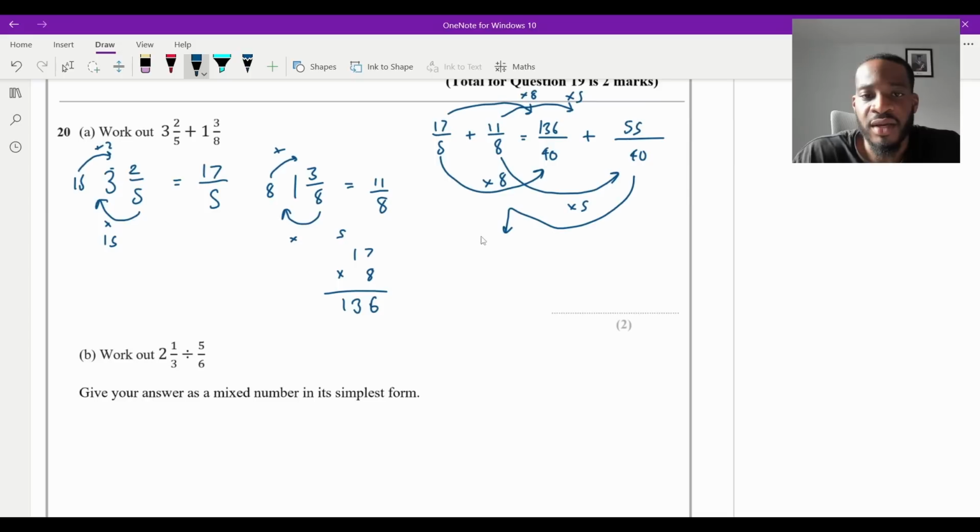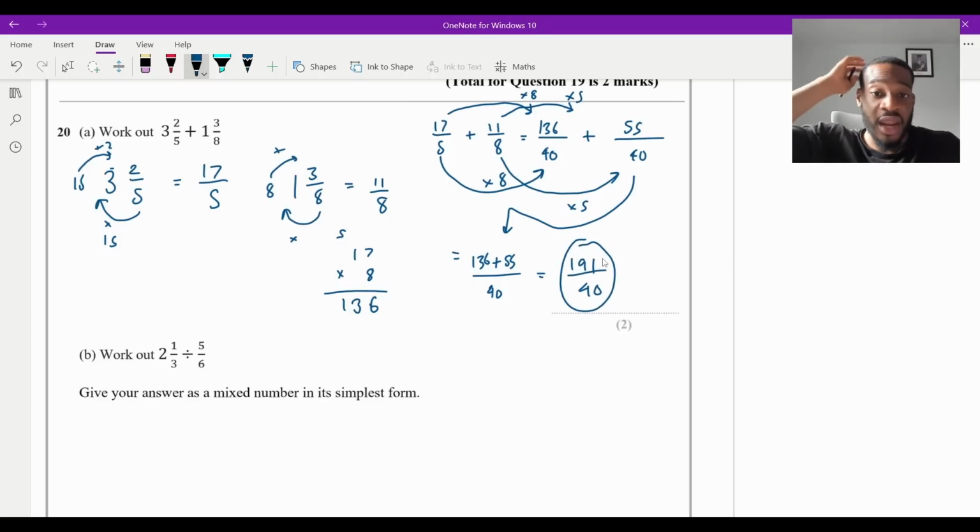So I'll do that here. They've got the same denominator now, so I can put the numerators together. 136 plus 55. That is just going to equal 136 plus 50 is 186. Add 5, that's going to be 191. So the answer is going to be 191 over 40. Now, it doesn't say give it as a mixed number or anything like that, so we can just leave it like that.